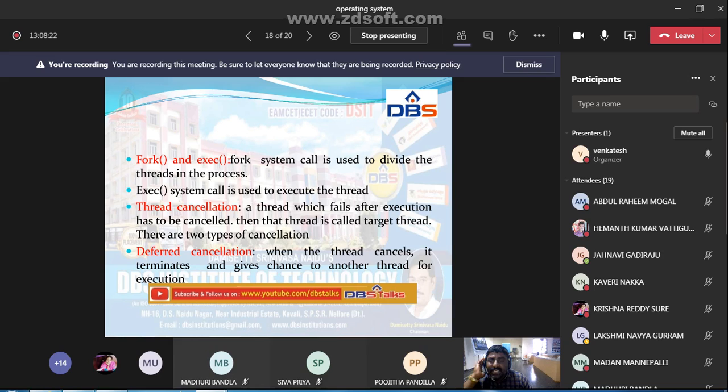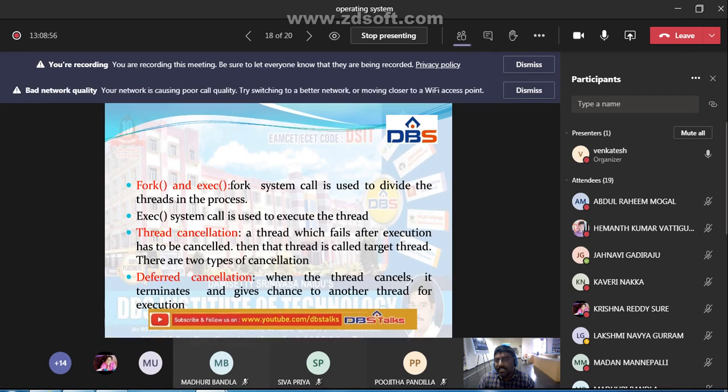Okay, next one is exec. This is also a system call, used to execute the thread. See, a process may contain different threads. In order to execute all the threads present in the process, the operating system will call a system call called exec. Here, fork and exec. Generally a process may contain different threads. In order to execute all those threads, we use the system call exec. For division of threads in a process, we use fork, which is one more system call.